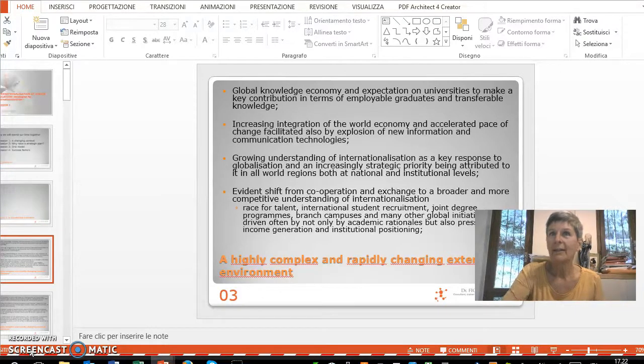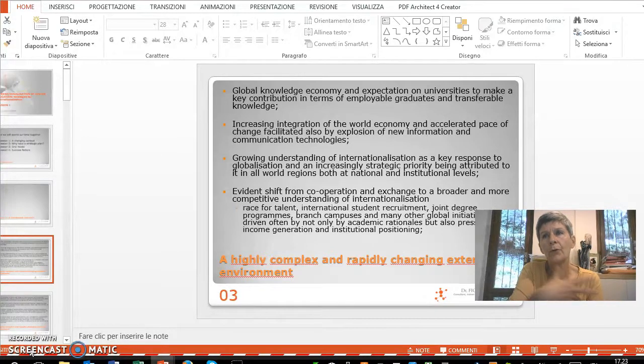I don't think there can be any doubt that you are all aware that universities today are working in a context that is both highly complex and rapidly changing. First of all, the concept of the global knowledge economy is one that has moved universities centre stage, since they are now expected to make a key contribution to that global knowledge economy in terms of employable graduates, transferable knowledge. The world economy is increasingly integrated, and the pace of change is being accelerated also by the huge advances that are being made in the information and communication technologies.